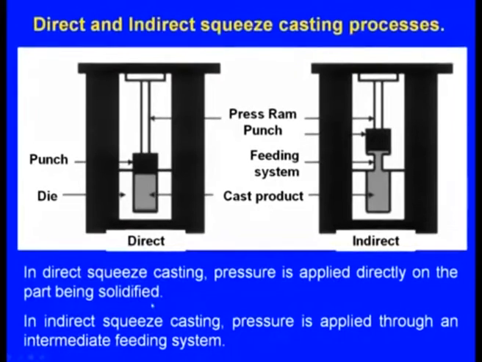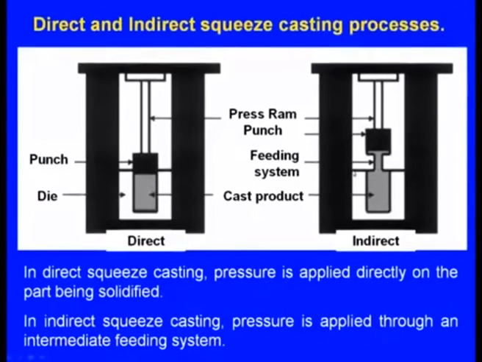Now after the molten metal fills the die cavity, the punch comes down and applies pressure till the solidification is over. That is the difference between the direct and indirect squeeze casting process. In direct squeeze casting, pressure is applied directly on the part being solidified. The punch is directly coming and applying pressure on the part being solidified, as we can see in this diagram. But in indirect squeeze casting, pressure is applied through an intermediate feeding system, and here we can see the feeding system.